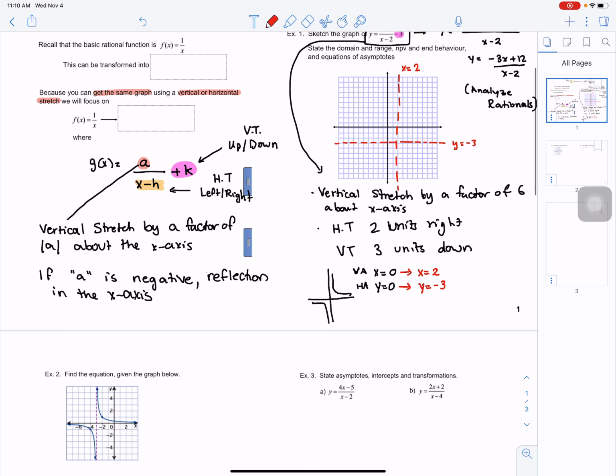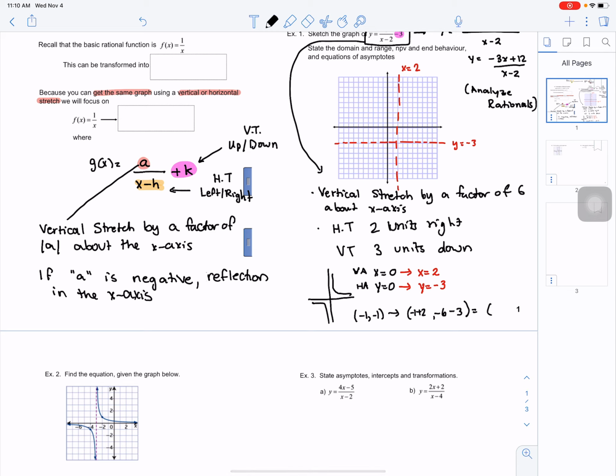So you could take points. One of the points on my original function that we learned from yesterday off the table of values: when x is -1, y is 1 over -1, which is -1. And then that would get transformed by a vertical stretch by a factor of 6. So that would multiply that by 6. And then 3 units down. And my x coordinate would just be moving 2 units right, so -1 plus 2.